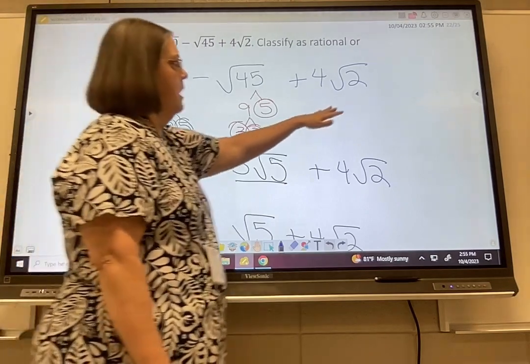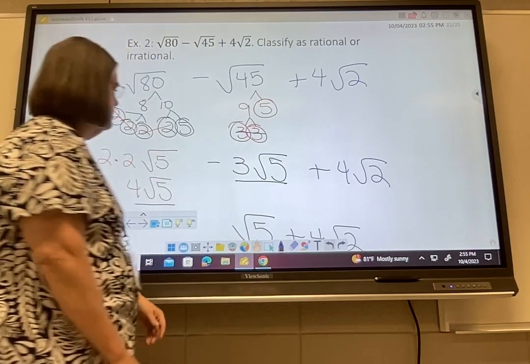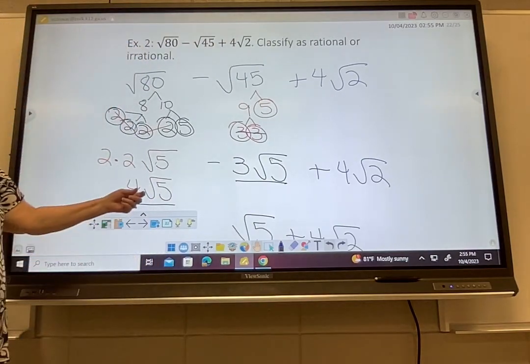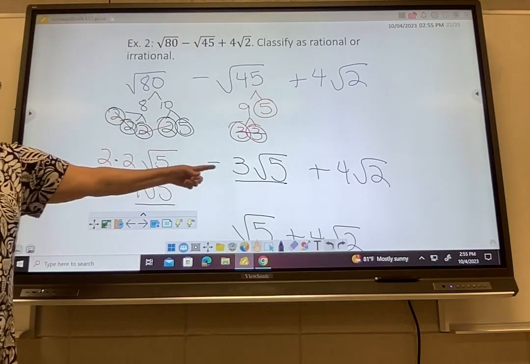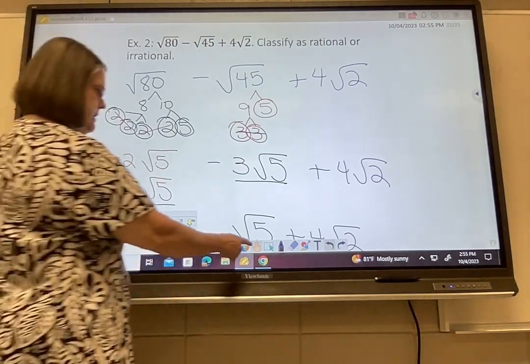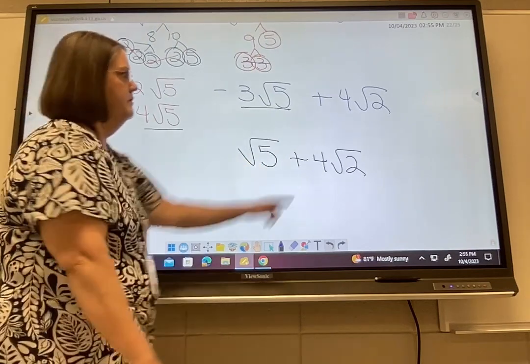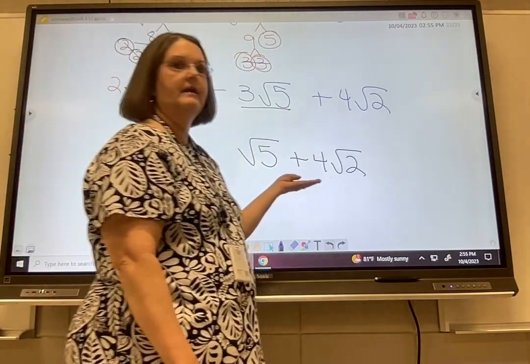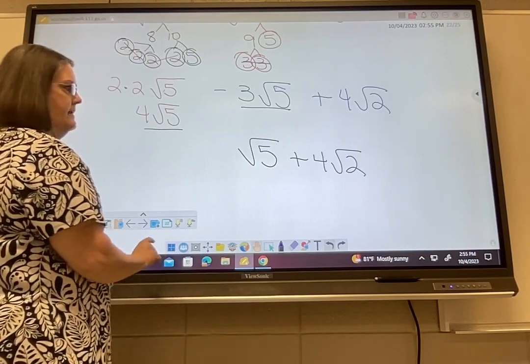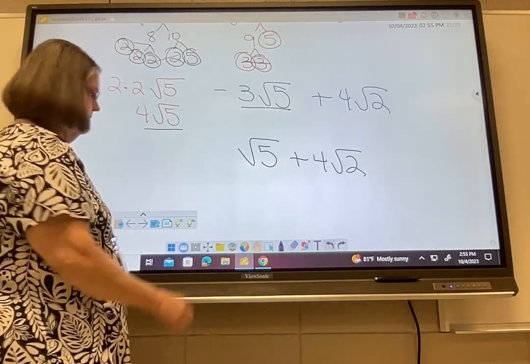Then this one is already simplified, so I just bring it down. And I add like terms. The ones which are like are 4 square roots of 5 and negative 3 square roots of 5. 4 minus 3 is 1. So I have 1 square root of 5 plus 4 square roots of 2, and that cannot be put together. And it is irrational because I have radicals left. So it is irrational.